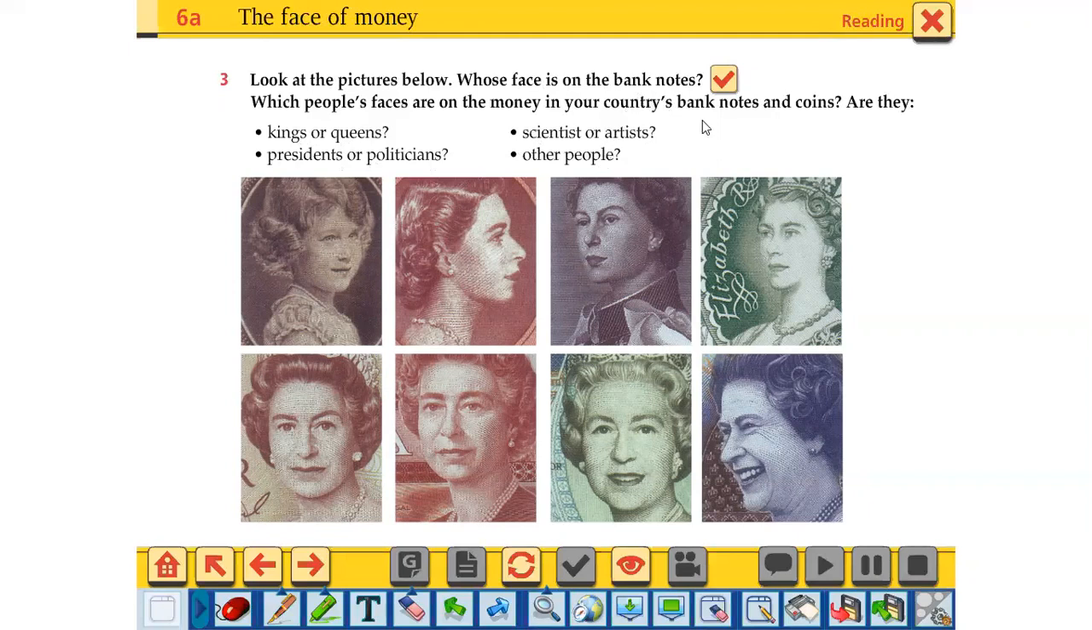Here in our country are presidents or politicians, and some other people too. Yes, but in other countries there are kings or queens, scientists or artists. Okay, it depends on the culture, la cultura. Depende de su cultura cada país.